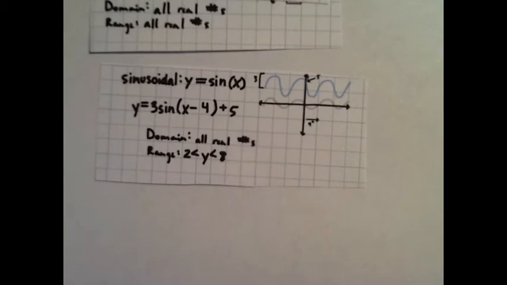The sinusoidal equation is y = 3 sin(x - 4) + 5. The original equation, y = sin x, can be seen in gray, whereas the new equation, which has been stretched, moved horizontally and vertically, is in blue. The domain is all real numbers, and the range is y is greater than 2 but less than 8.